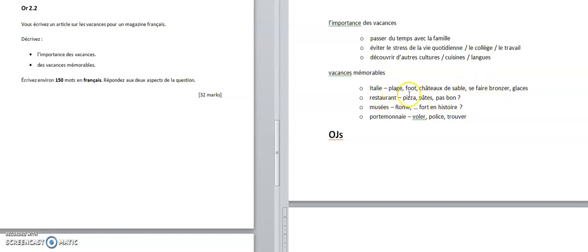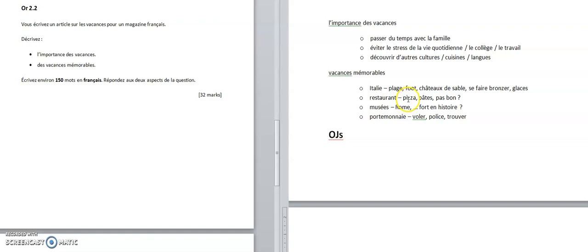So Italy's a good one because there's plenty that you can do in Italy. It's got the beach, so yes, fairly straightforward. I could play football or tennis. I could build sandcastles. That's perhaps a bit higher level vocab, and then I'd remind myself of the word for sunbathing because that's quite tricky being reflexive. Se faire bronzer. I could eat ice cream, or I could talk about food.